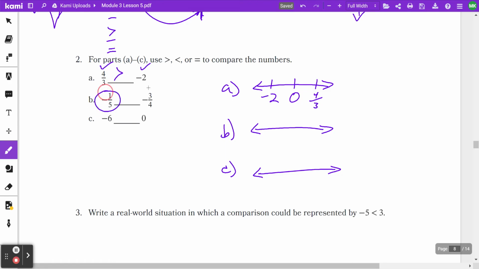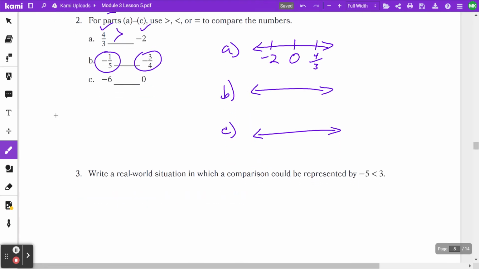This one's a little trickier. I have 2 negative values. So I'm going to put a little B area here. And again, I want to get them on the number line. If I have 2 negative values, that means my 0 I'm going to put to the right. And I'm just going to order these guys here. Which one is this guy? Which one is this guy? Once I have them in the right spot, I'm set to go.